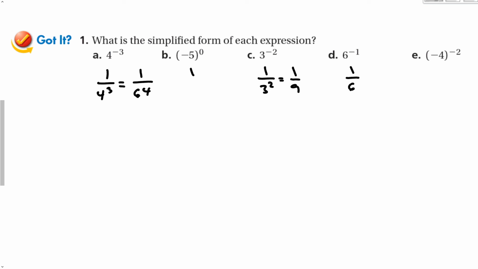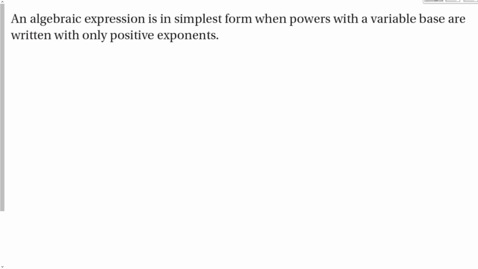And be careful with part E. This is 1 over negative 4 to the positive second power. By moving the term to the denominator of the fraction, you make the exponent positive, but it has nothing to do with the actual term. So negative 4 times negative 4, well, look at that. That makes it positive, okay? When you square a negative number, it turns into a positive number. So just be careful when you're moving things around and with negative signs, okay?